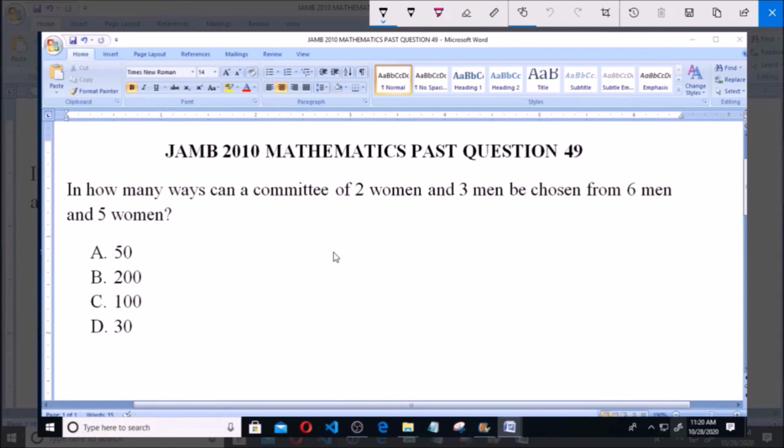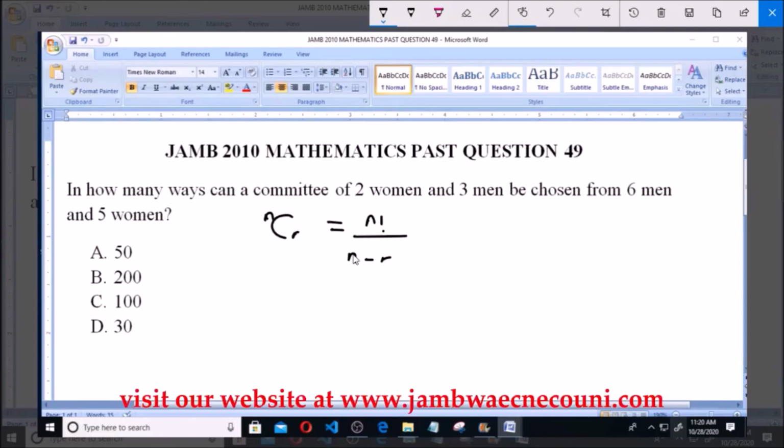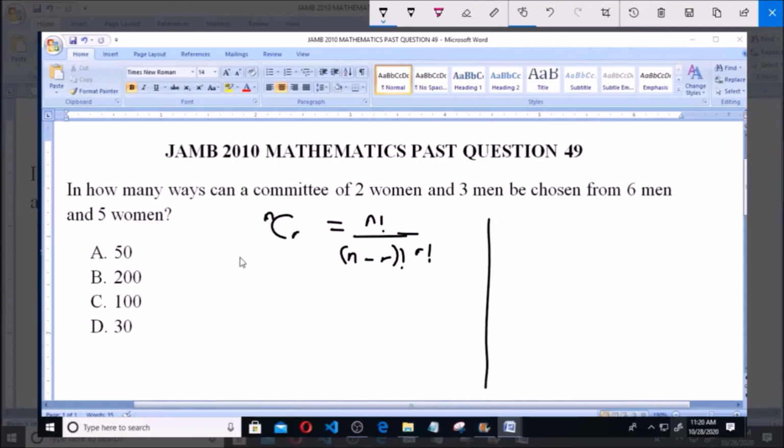So this is a combination, and like we know, n combination r is equal to n factorial all over n minus r factorial times r factorial. So now we would divide this into 2. We would check the combination of women, and then the combination of men.